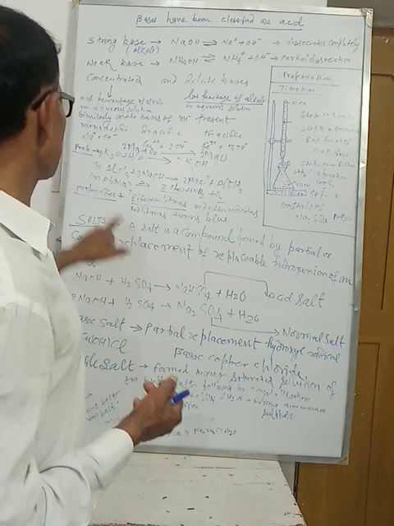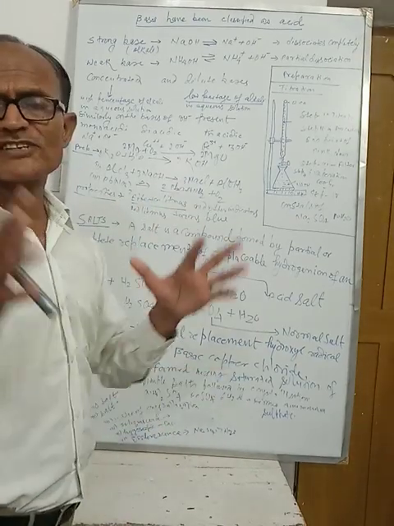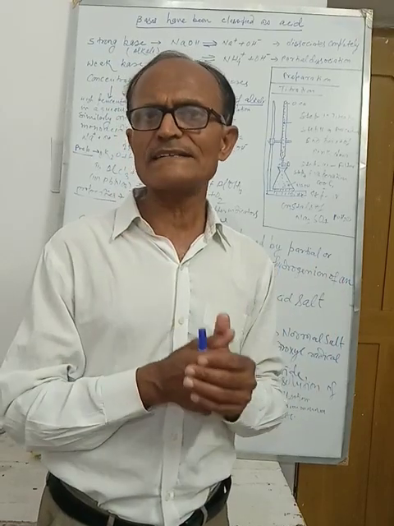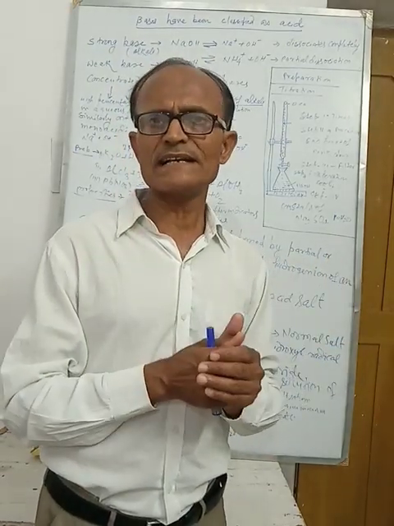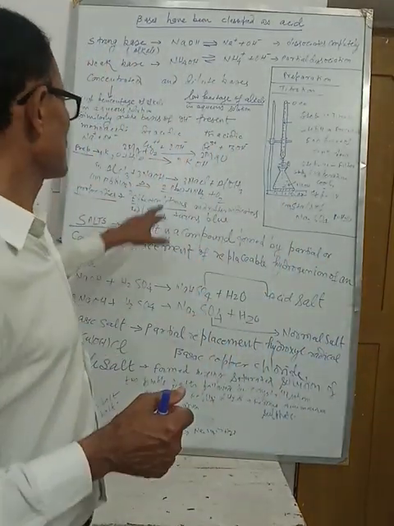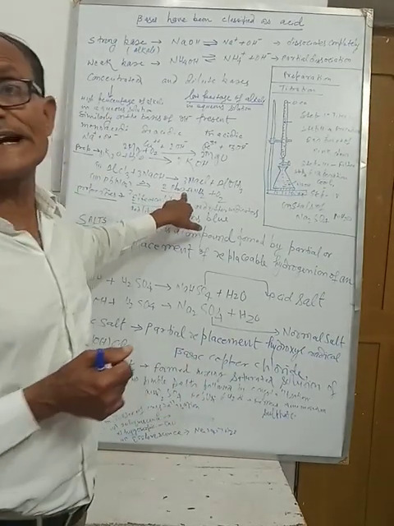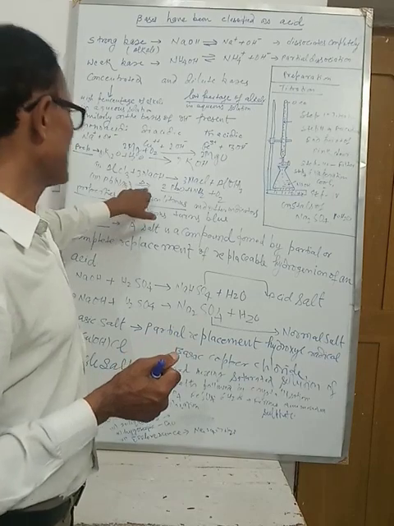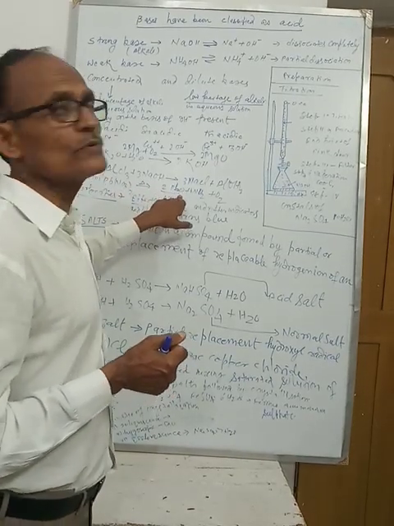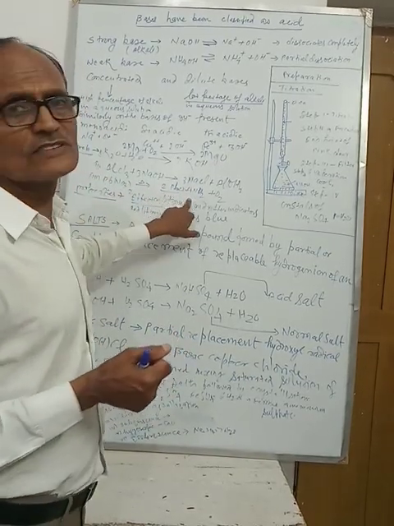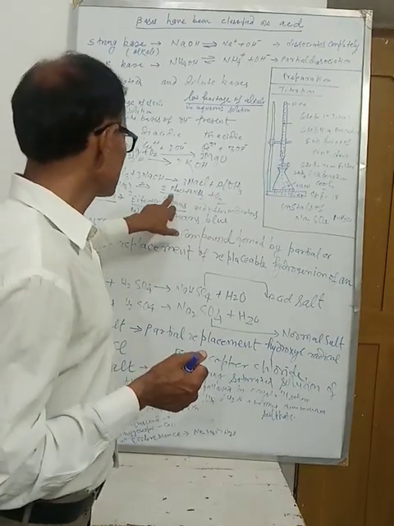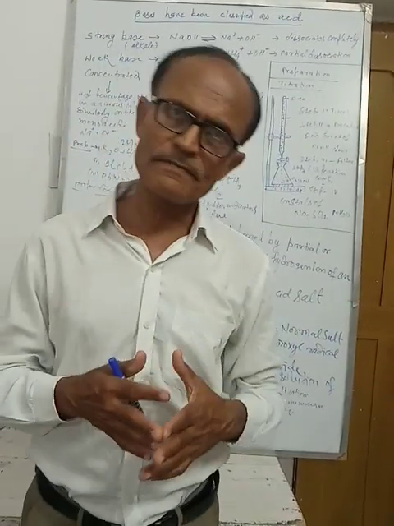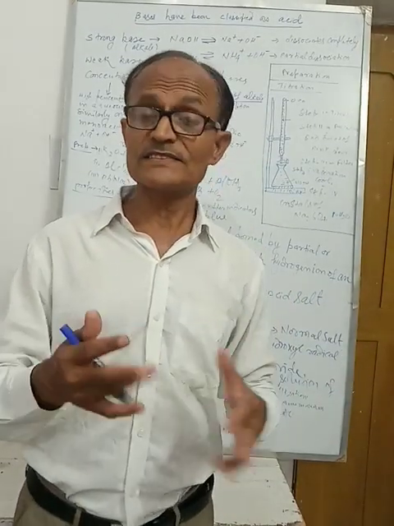The fourth way we obtain base. When a salt like lead nitrate, copper nitrate, or sodium nitrate is heated, we obtain its respective oxide. Like Pb(NO3)2, when heated, we obtain PbO; NO2 is a gas, and oxygen is a gas. So we obtain PbO in this way, which is a kind of base.